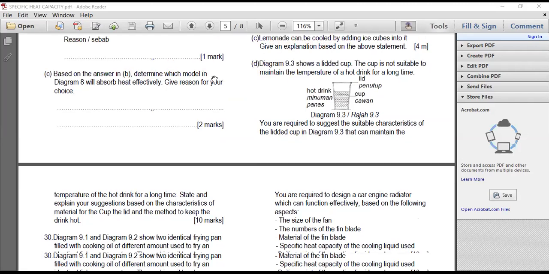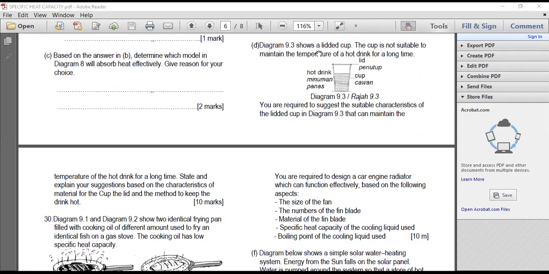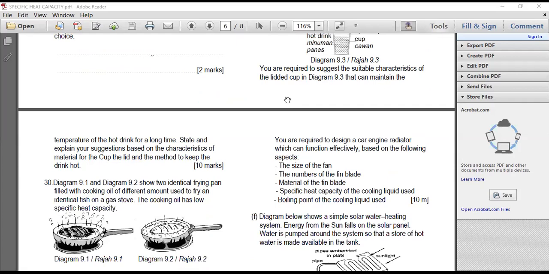Okay, next D. Now diagram 9.3 shows a lidded cup. The cup is not suitable to maintain the temperature of a hot drink for a long time. So you are required to suggest a suitable characteristic of the lidded cup in diagram 9.3 that can maintain the temperature of the hot drink for a long time. So state and explain your suggestion based on the characteristic of the material of the cup.